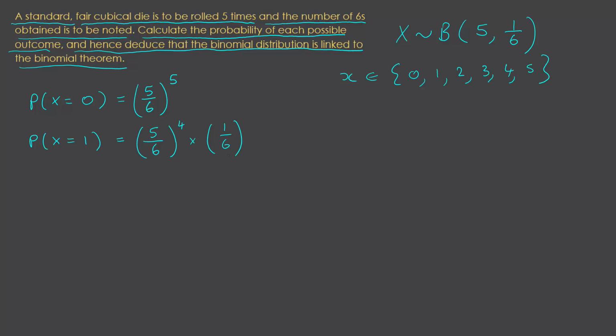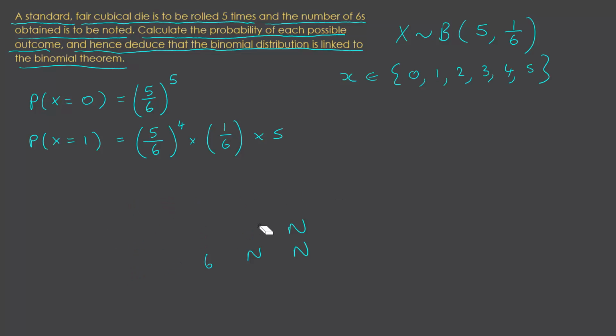But we have to take into account here that we could have got a 6 on the first go, and then not a 6, not a 6, not a 6, not a 6. Or we could have got not a 6, 6, not a 6, not a 6, not a 6, and so on. Non, non, 6, non, non. And you can see there's 5 ways that we could do that. So we multiply there by 5.